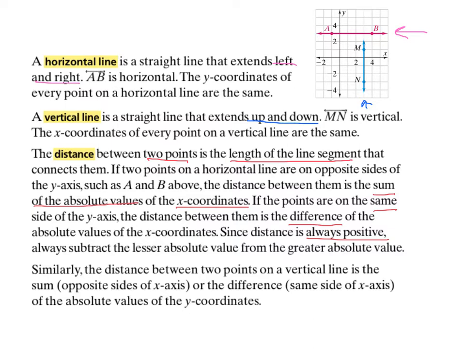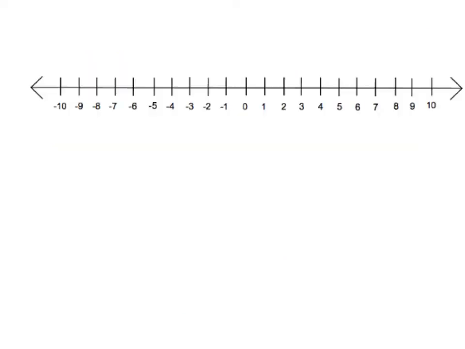Similarly, the distance between 2 points on a vertical line is the sum of the absolute values of the y-coordinates if they are on opposite sides of the x-axis, or the difference if they're on the same side of the x-axis. I want to take a minute to talk about absolute value. You should have learned about it last year, and we were discussing it on the previous screen.